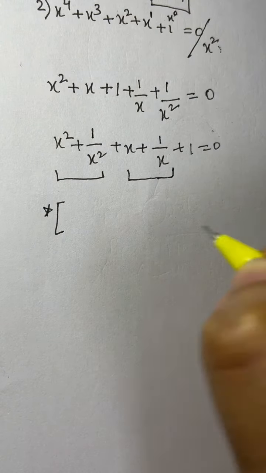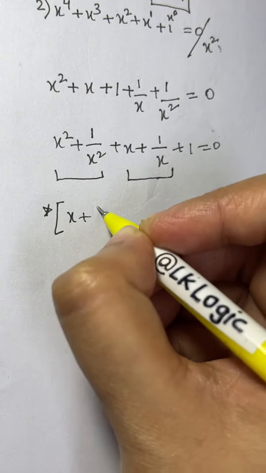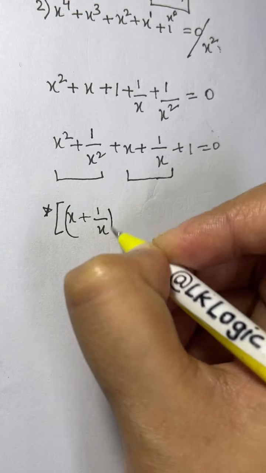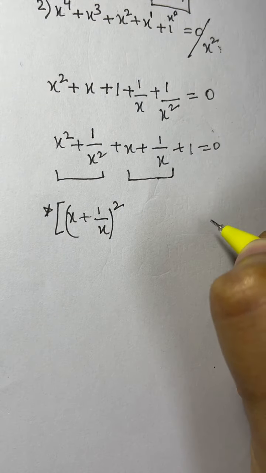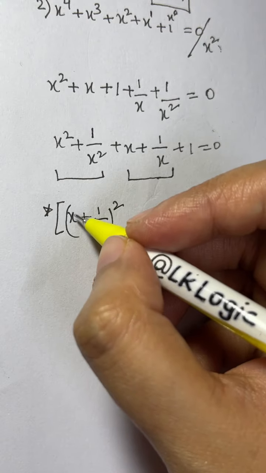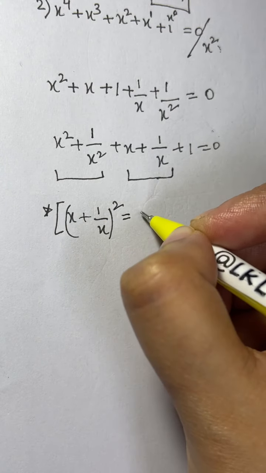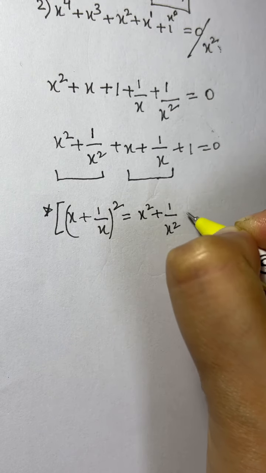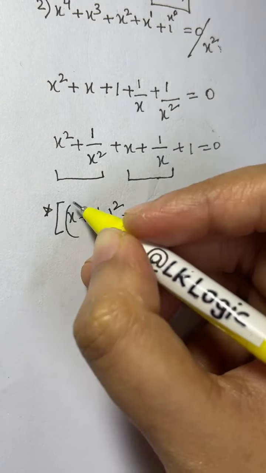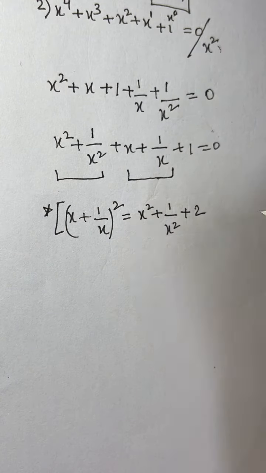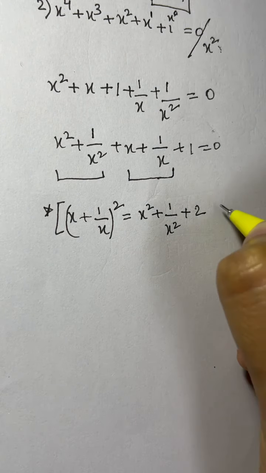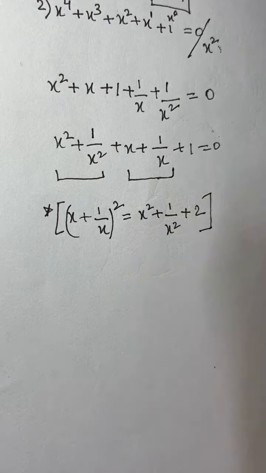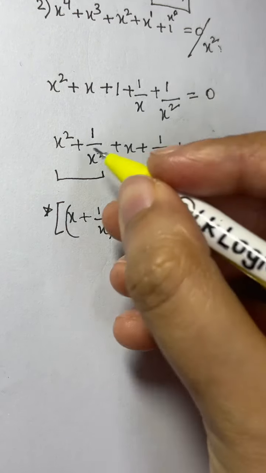Whenever you have something like this, like x plus 1 over x the whole square, if you remember (a plus b) the whole square, then you'll know this is a, this is b, which is equal to x squared plus 1 over x squared plus 2ab. x and 1 over x get cancelled, so you're only left with 2. Is that right? So this is a really important formula which we are going to substitute here.